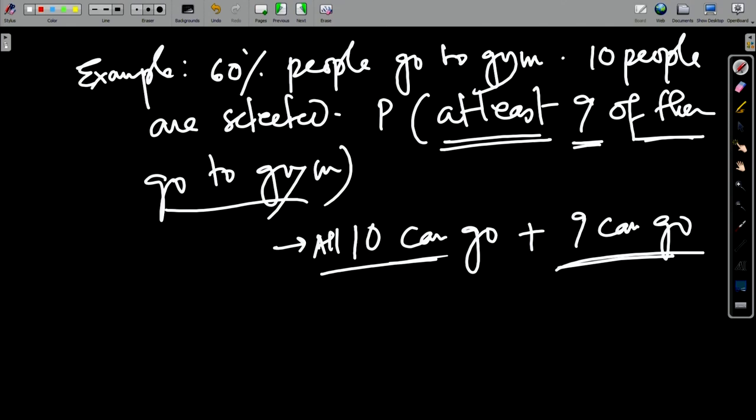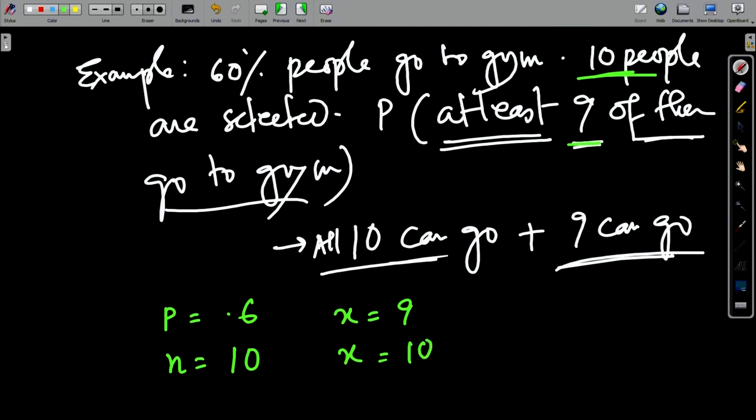So, for this you use again the binomial. Basically you will be using the PMF for the binomial distribution, and to use a PMF you need to know a few things. Here the p is constant, which is 60% of people go to gym, so 0.6, and 10 people. So, there are n trials, n is 10, and your success x is equal to 9 and x is equal to 10. So, there are two possible cases. Okay. All you have to do is add the probabilities for these two possible cases.